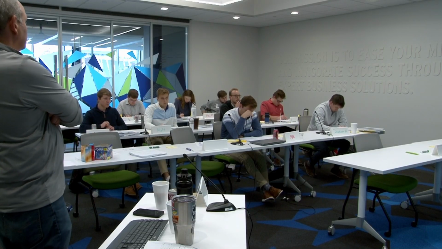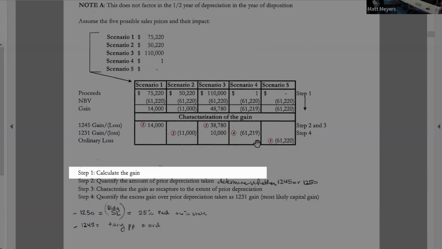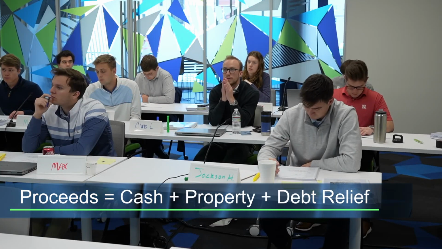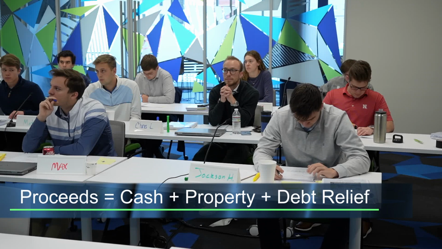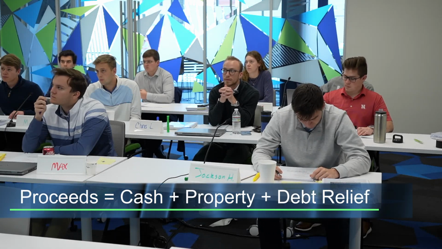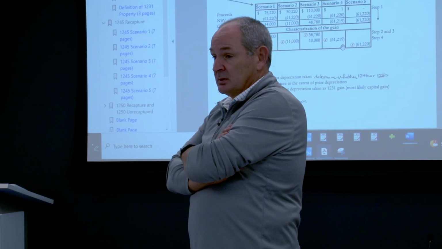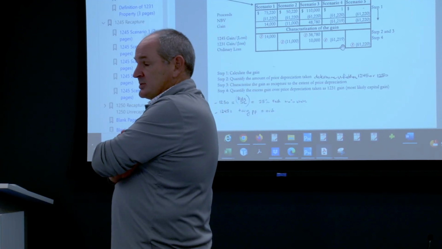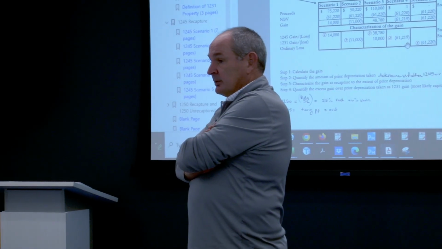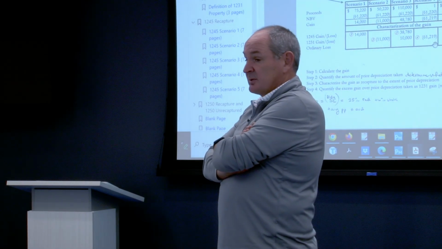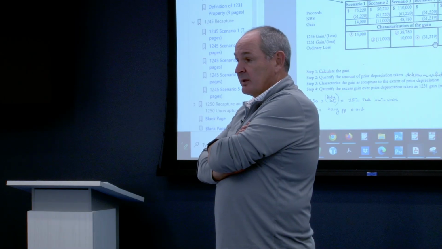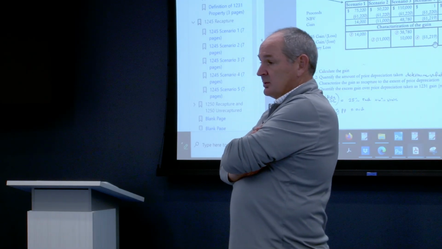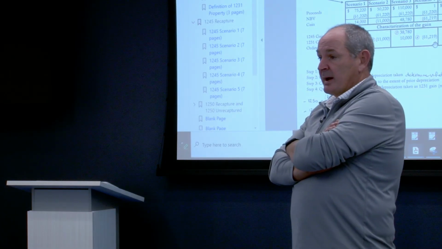Allie, what's step 1? Step 1, calculate the gain. Okay. What's the definition of proceeds, Allie? Cash, property, and then debt relief. Cash, property, and debt relief. So now we just break down step one into smaller steps. And actually, one of the things that might make me better in my job than some others is I'm able to look at that and go, well, in that one step, there are also sub-steps. I can break things down a little bit better into individual pieces and then put it back together.